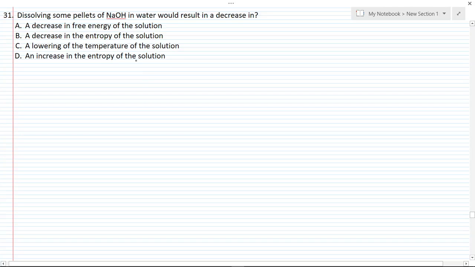So in this question now, what we pretty much have is NaOH plus water. Okay, let's make that nice. That's more of H2O. What we're pretty much going to have would be sodium ions and hydroxide ions that are dissolved in the solution.